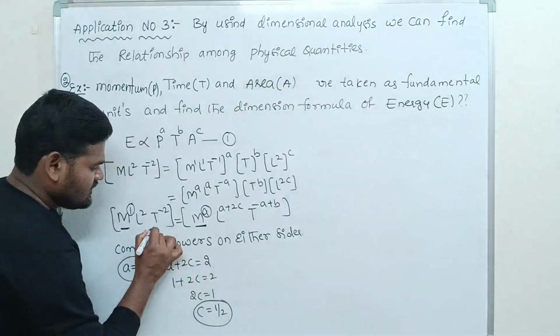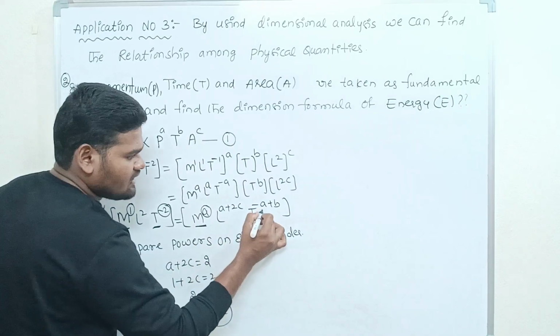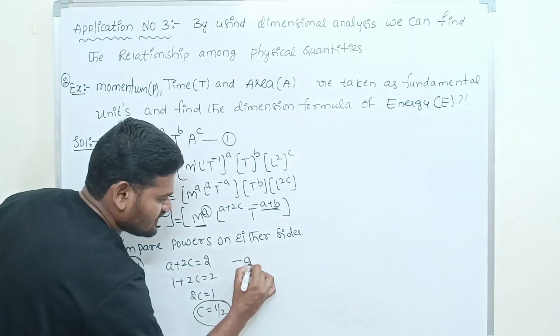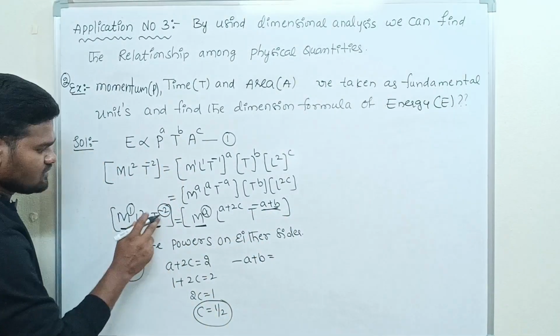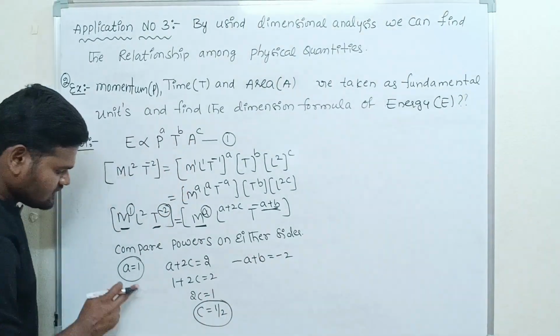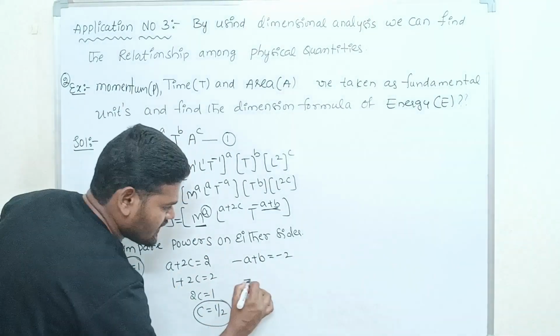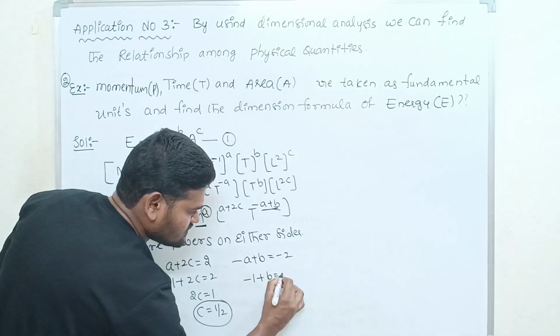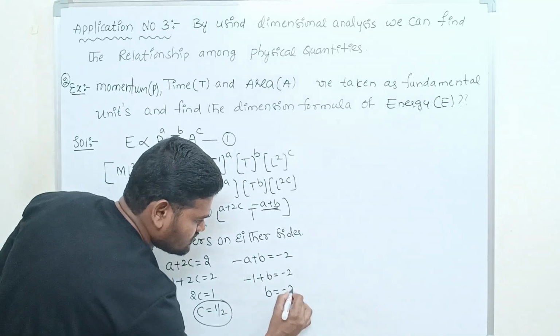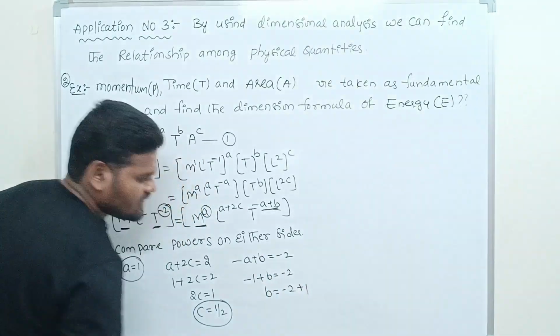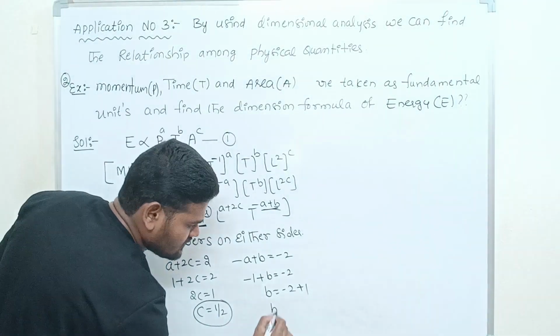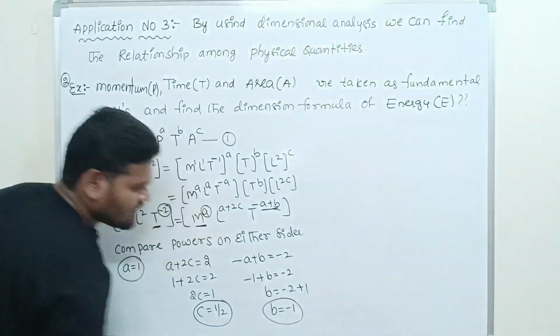Next, here T power minus 2 is there. Here minus a plus b is there. Minus a plus b is equal to minus 2. What is the value of a? Minus 1 plus b is equal to minus 2. B is equal to minus 2. If minus 1 went to that side, it becomes plus 1. Minus 2 plus 1, minus 1.